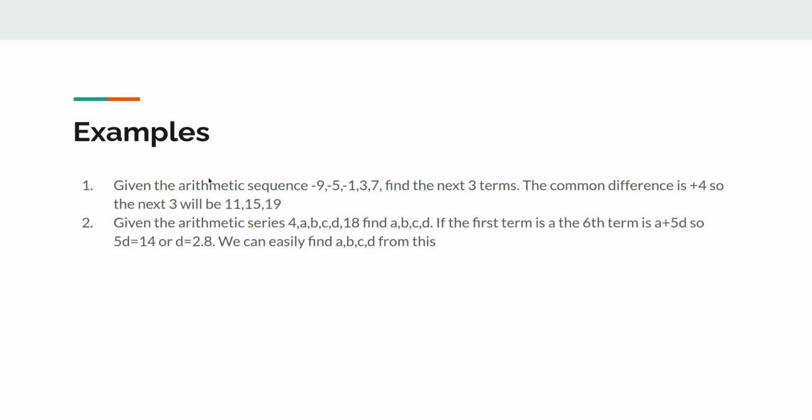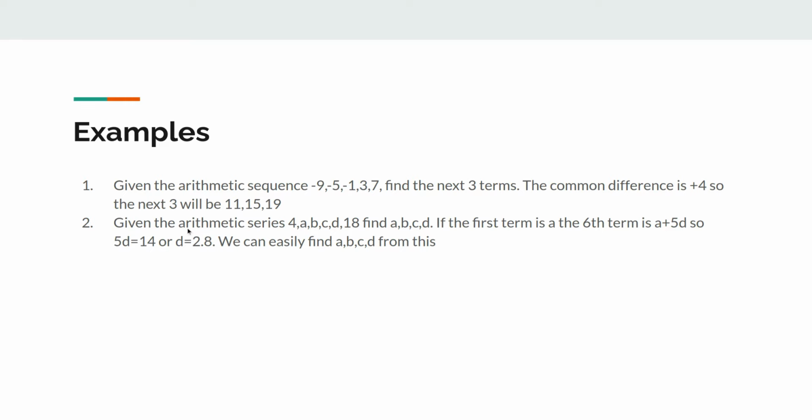Okay, so here are some examples. Given the arithmetic sequence -9, -5, -1, 3, 7, find the next three terms. So the common difference is +4. So the next three will be 11, 15, 19.